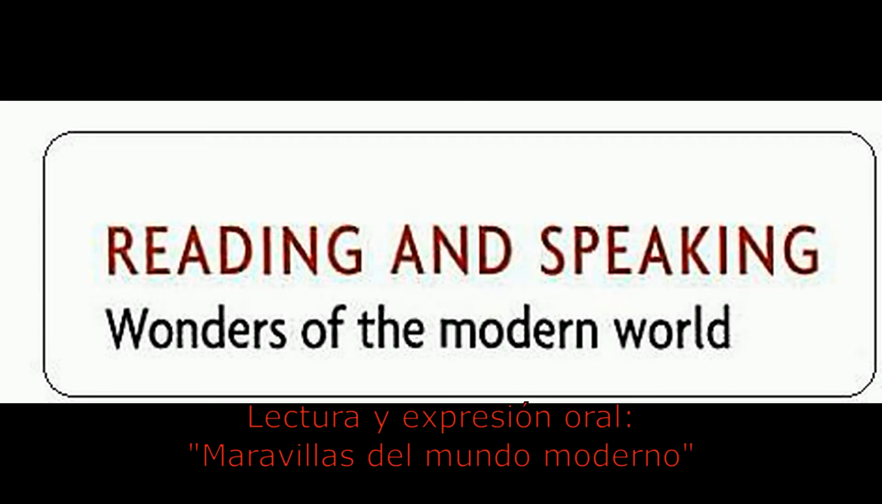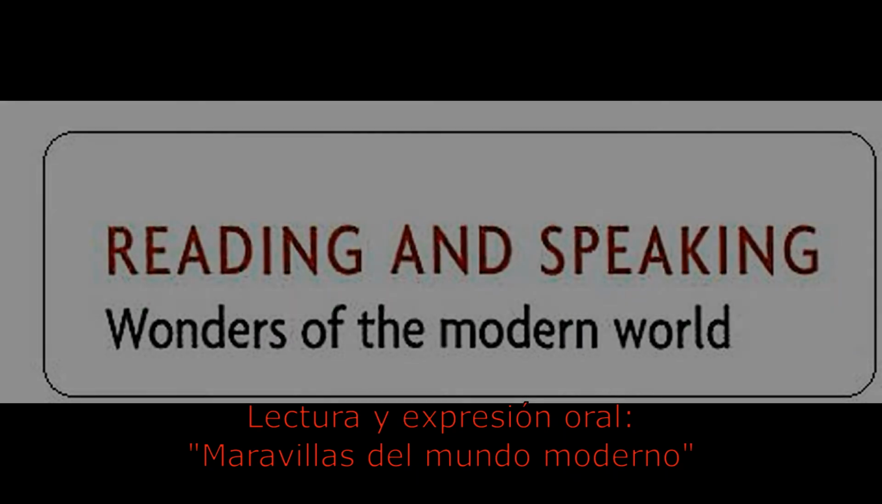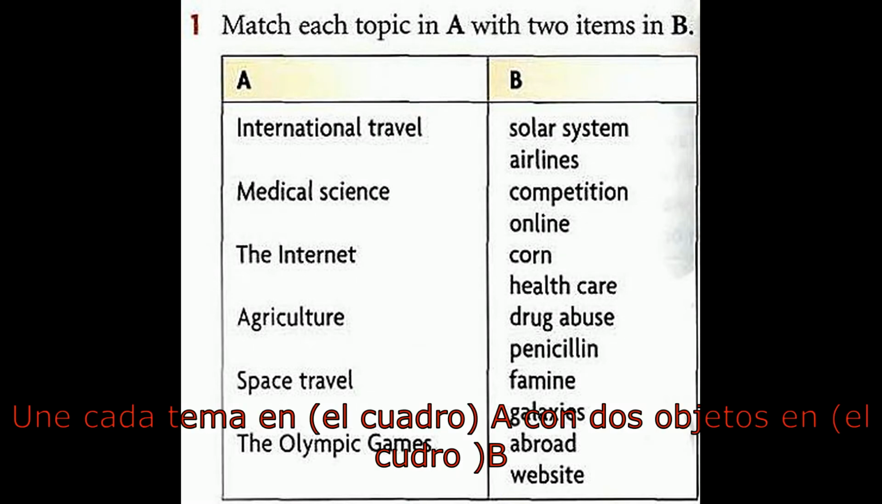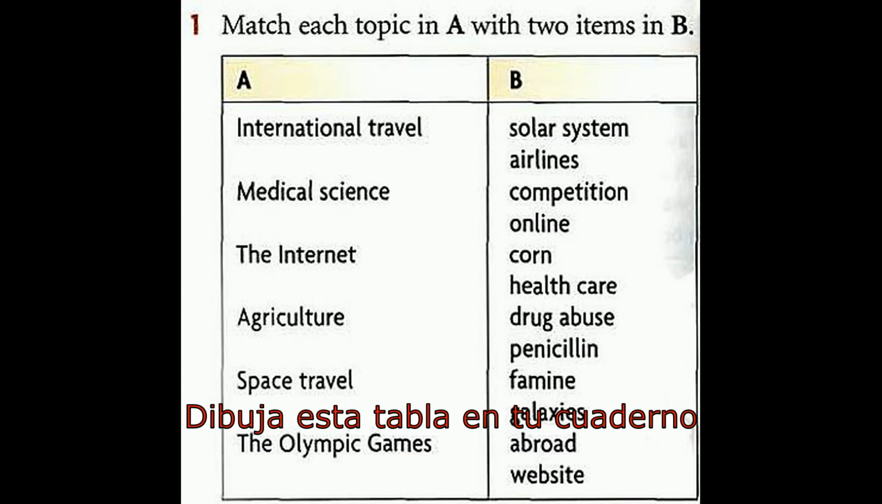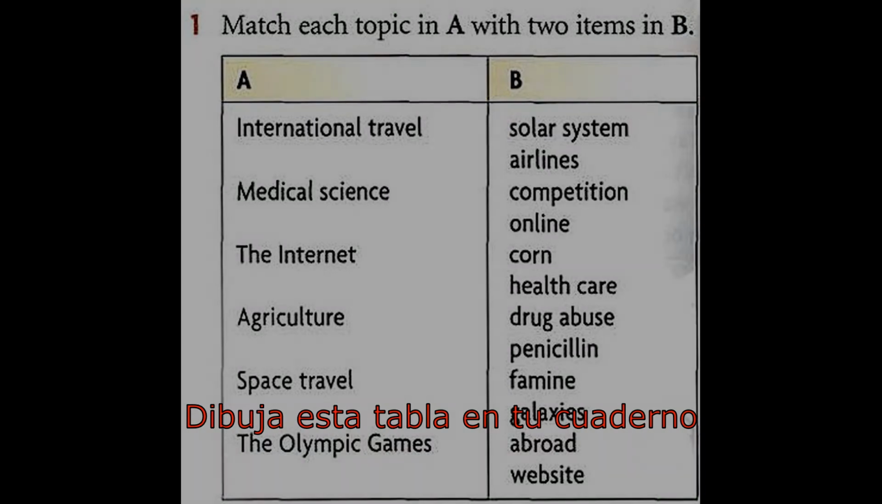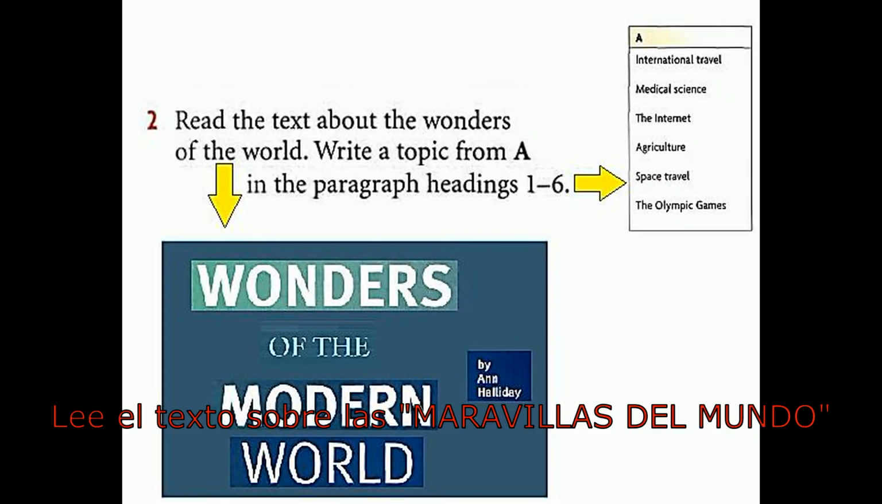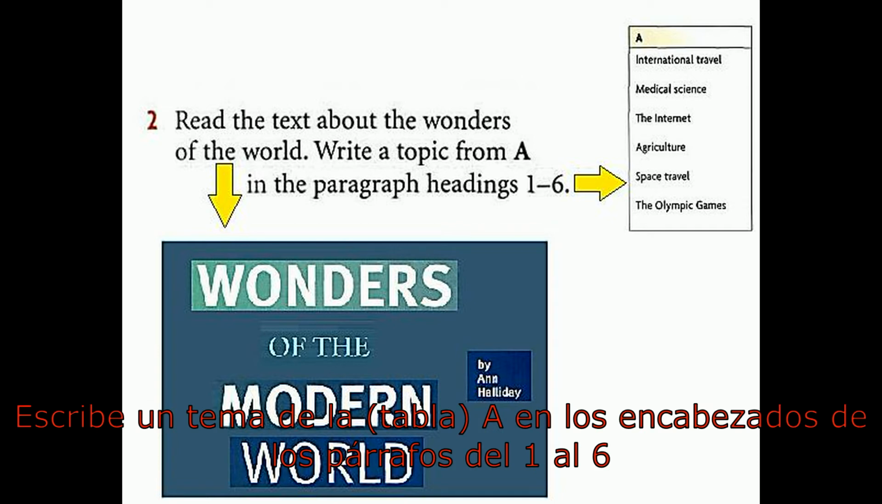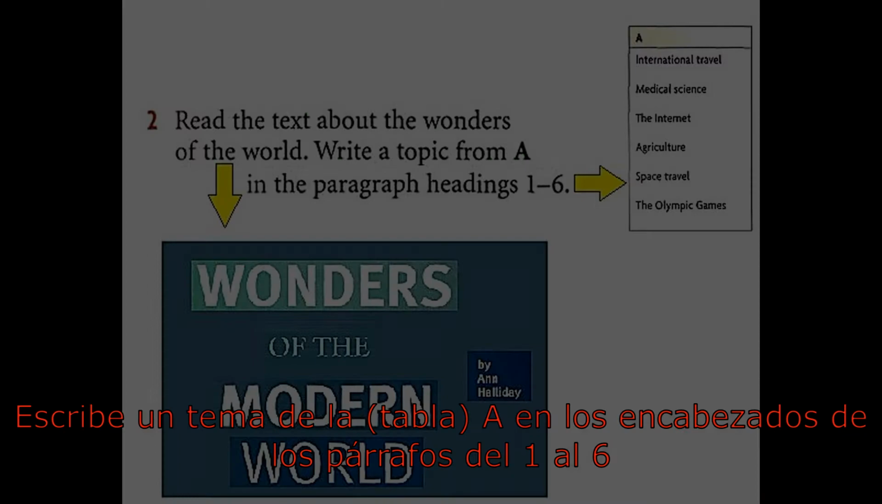Reading and speaking. Wonders of the modern world. Match each topic in A with 2 items in B. Draw this table in your copybook. Read a text about the wonders of the world. Write a topic from A in the paragraph headings 1 to 6.